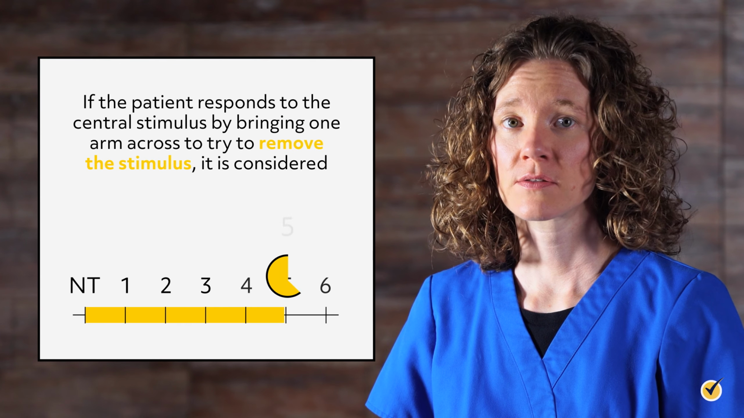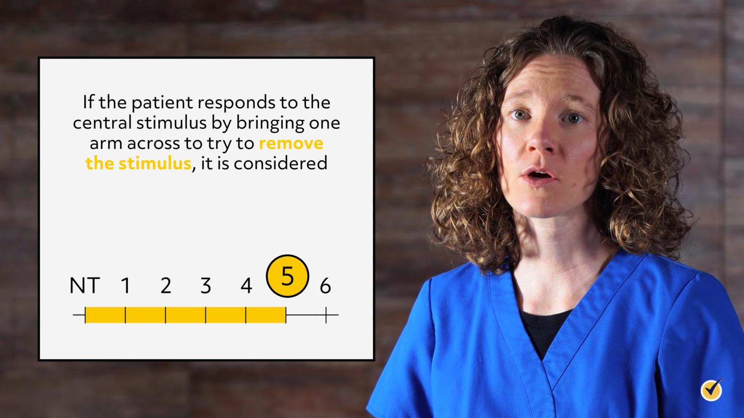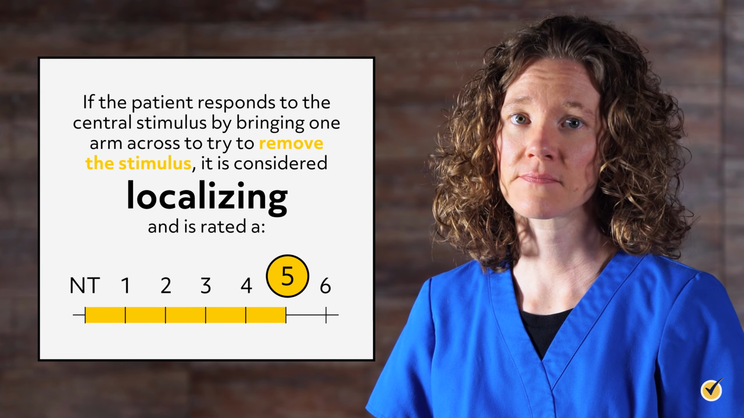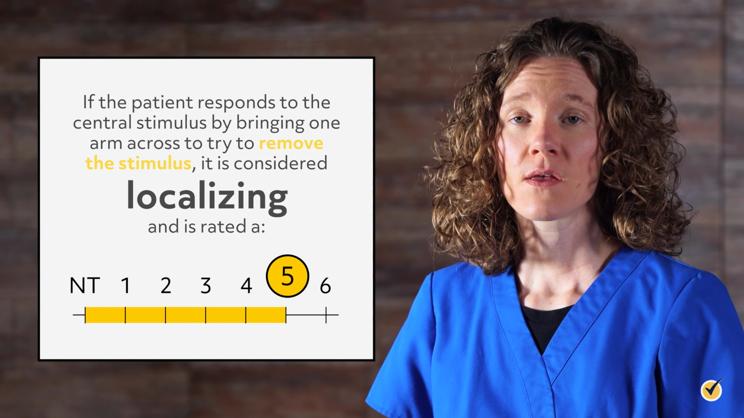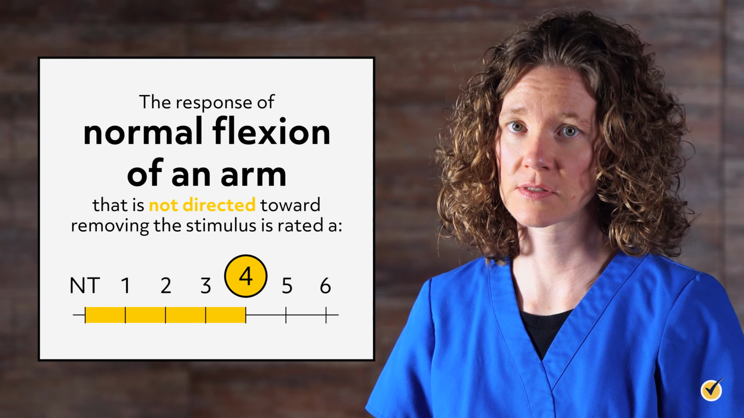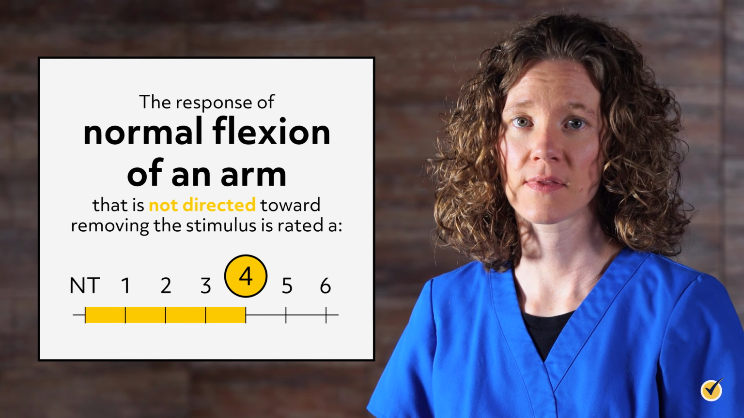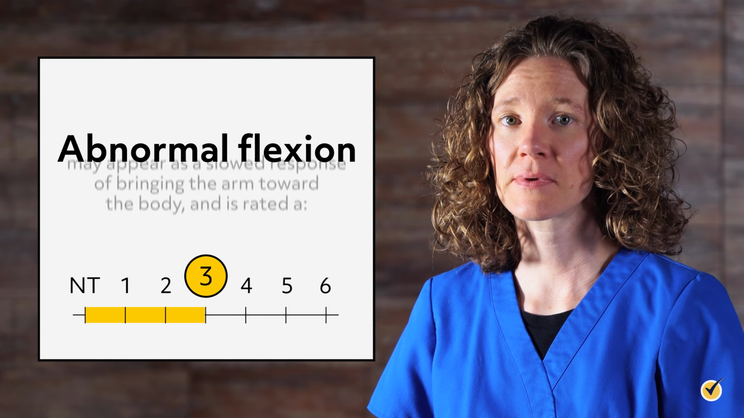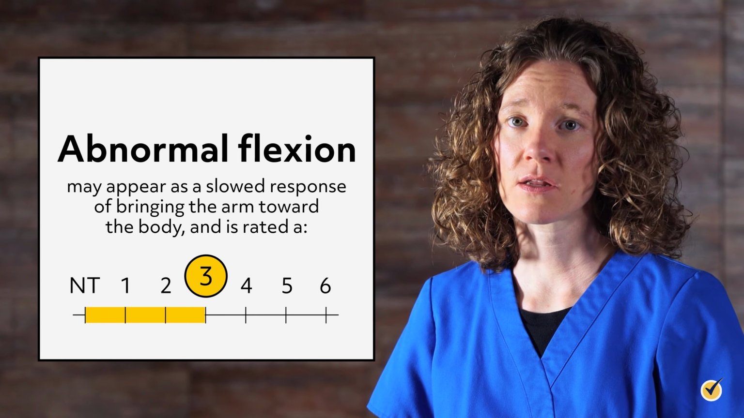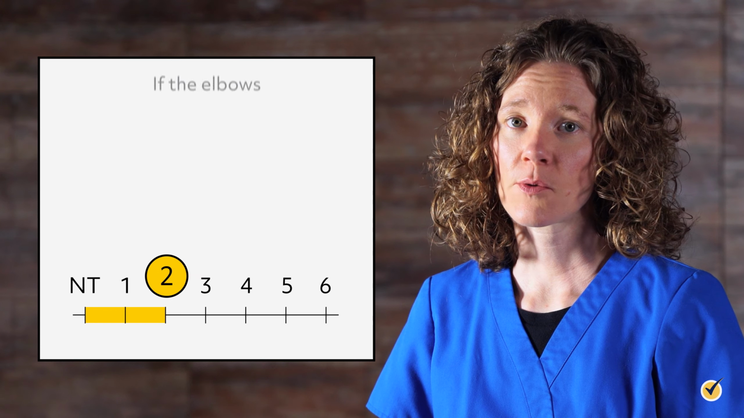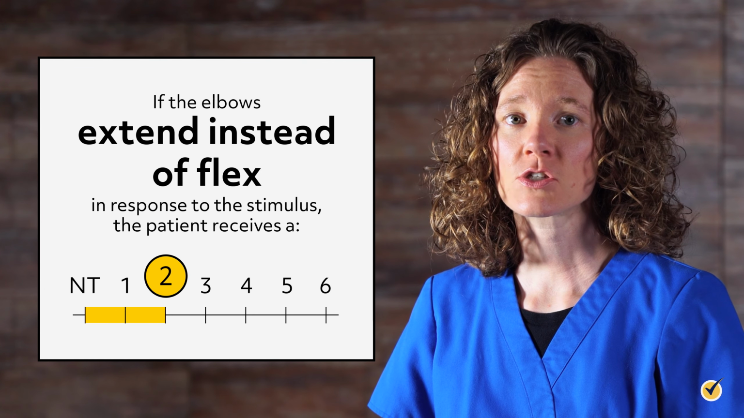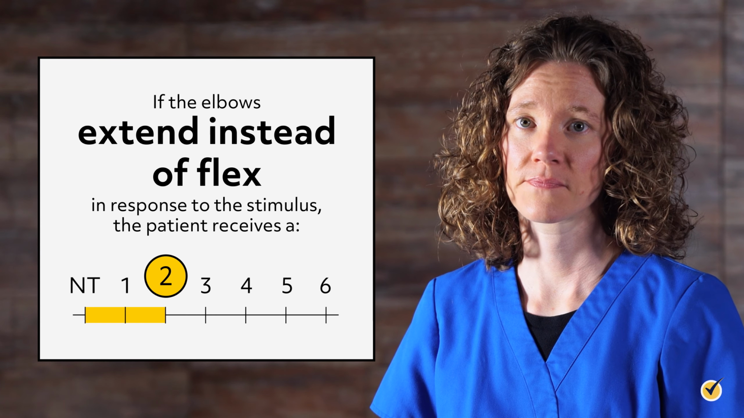If the patient responds to the central stimulus by bringing one arm across to try to remove the stimulus, it is considered localizing and is rated a 5. The response of normal flexion of an arm that is not directed toward removing the stimulus is rated a 4. Abnormal flexion may appear as a slowed response of bringing the arm toward the body and is rated a 3. If the elbows extend instead of flex in response to the stimulus, the patient receives a 2 in this category.